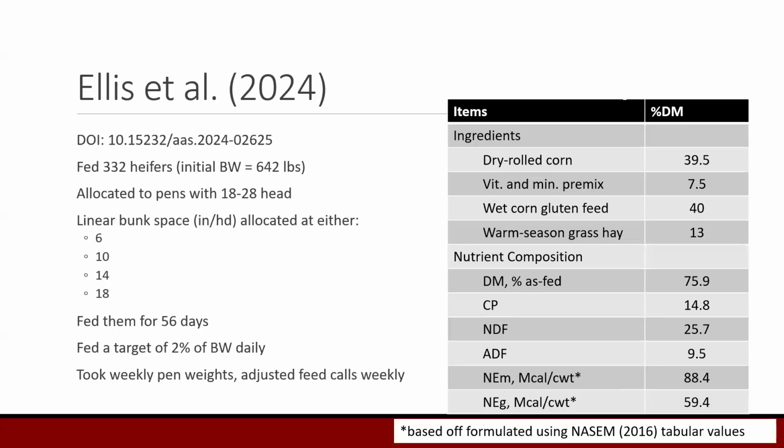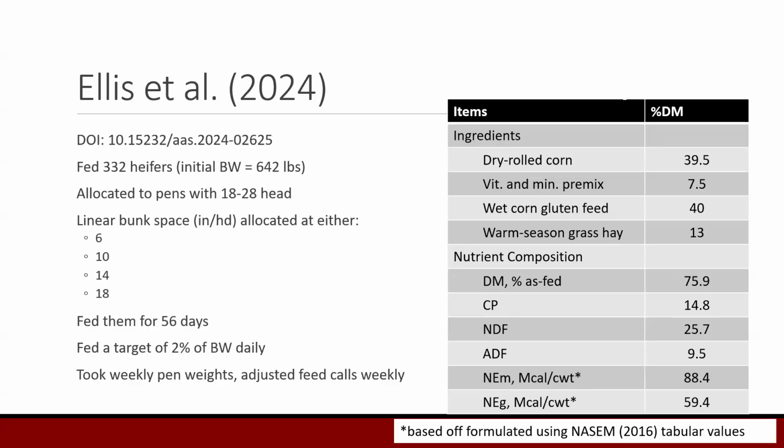All right. Here's another study. They fed 332 heifers, allocated to pens with 18 to 28 head per pen. Linear bunk space increased from 6, 10, 14 to 18 inches. Fed them for 56 days at a target of 2% of body weight. So they were targeting a certain amount of feed delivered per body weight.